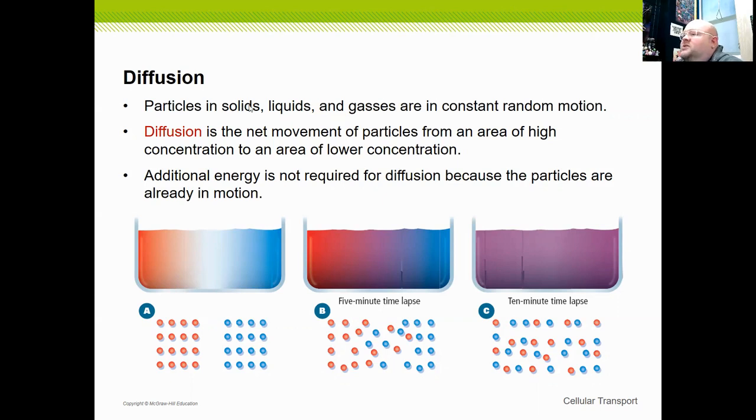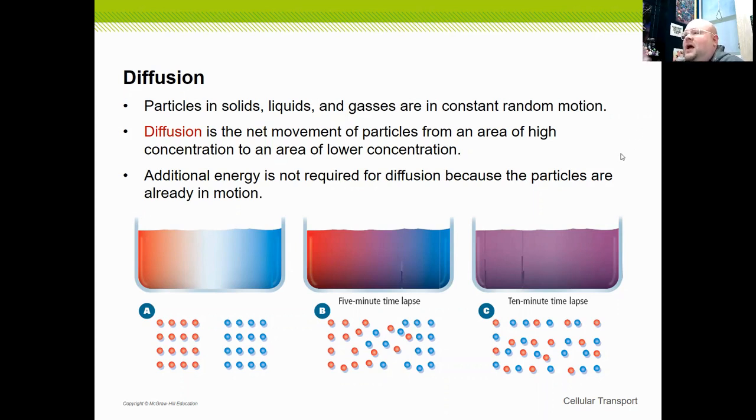Now, all the particles of everything, solids, liquids, gases, doesn't matter, are constantly moving. You might not be able to see it, but they are. And as they move from a high concentration to a low concentration, you can see the red and blue begin to blend, and suddenly they're distributed equally throughout. You can tell the particles moved because the color appears purple now instead of a lot of red and a lot of blue. Now it's mixed. There's no energy required for diffusion. The particles are already moving.